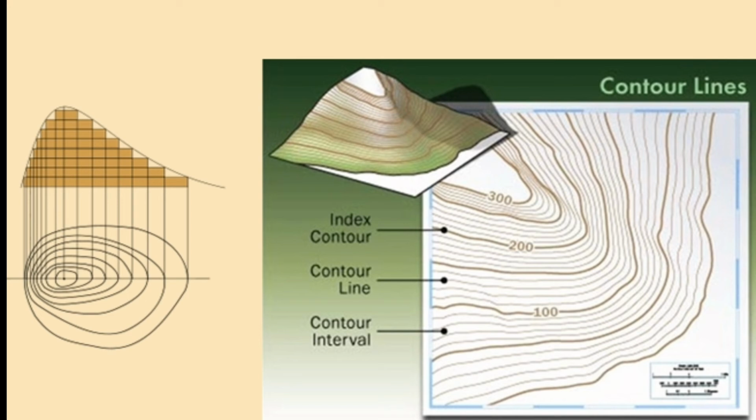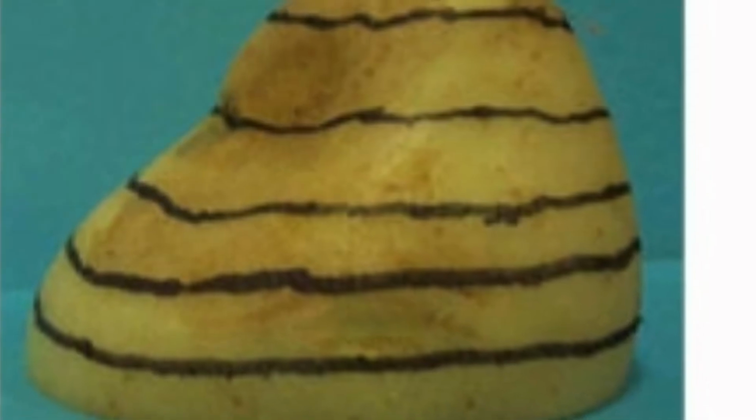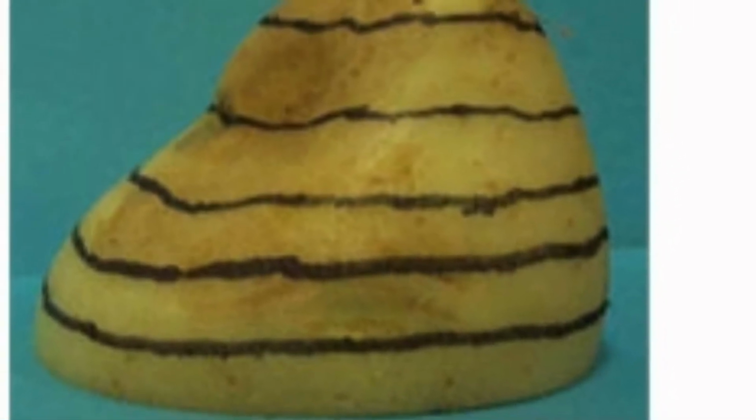If the land has a steep slope, steep climb, then the contour lines will be near to each other. If the slope of the land is gentle, then the contour lines will be quite far from each other. To understand this better, I'll give you an activity.